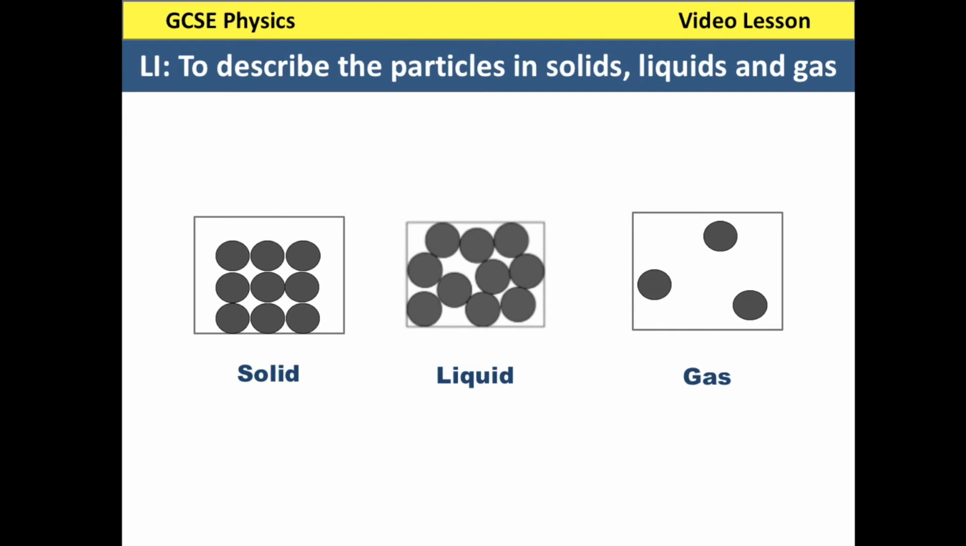And then for the particles in a gas, the particles are much further apart from each other and should not be touching each other. To labour that point of them not touching each other, I've only actually drawn 3 particles here in the gas to signify that there are large distances between them.